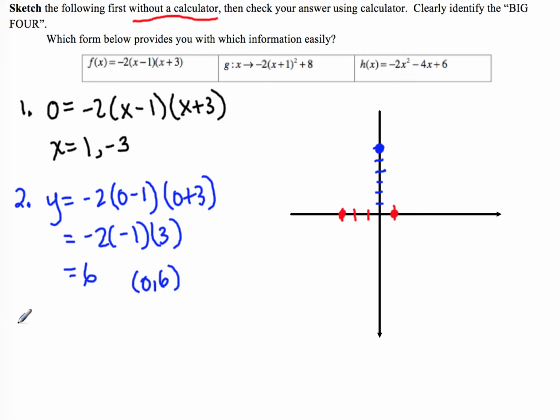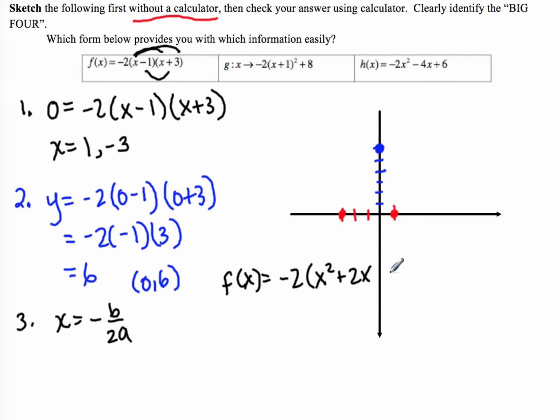And now I'll find my line of symmetry here, and that is equal to -b over 2a. Here we don't have it written in standard form, so we could expand all of this to write it in standard form, and then we can identify what b and a are. So I have f of x, and I'm going to distribute my factored form here. So I'm FOILing: x squared plus 3x minus x would be plus 2x minus 3, and then I'll distribute my negative 2 through.